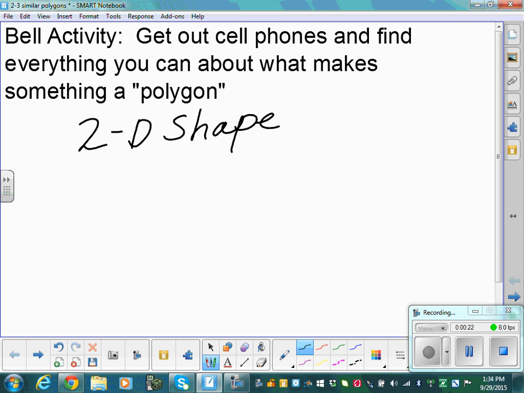We get somewhat into 3D math in here when we were doing volumes and stuff, but you don't really get into three-dimensional math until you hit calculus, and then it gets really cool. So right now we're just dealing with flat math, flat surfaces. Yes, it is a 2D shape. Very good. What else did we find? Anything? All straight lines. Good. Straight lines. So it's going to have all straight lines.